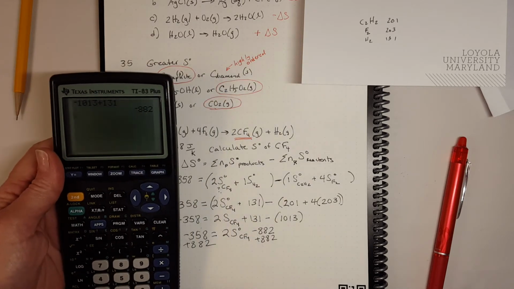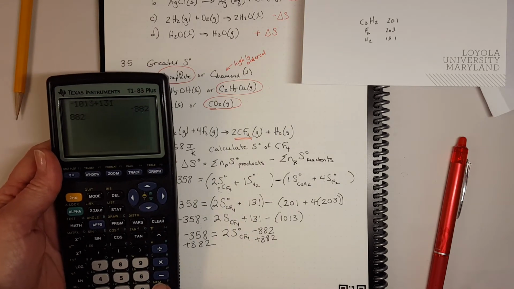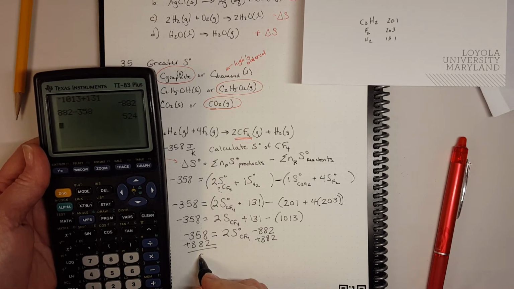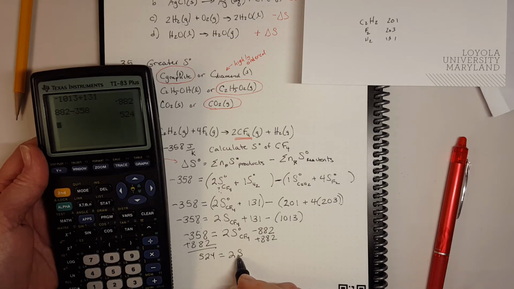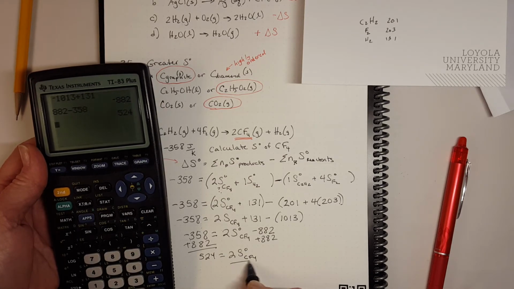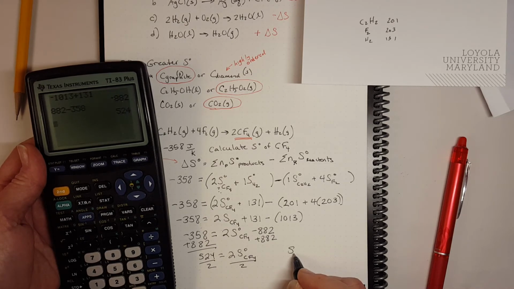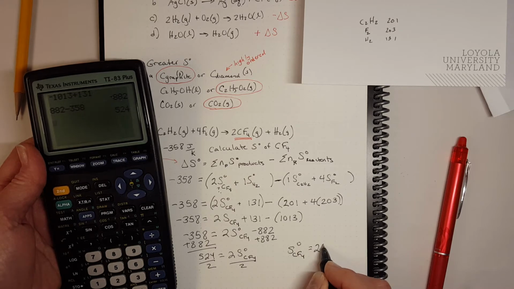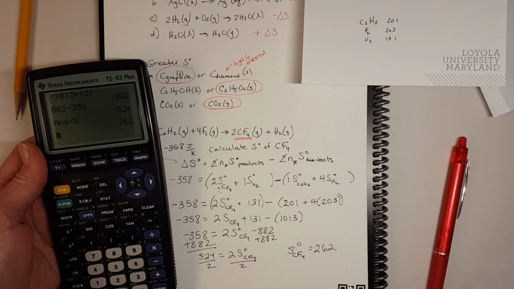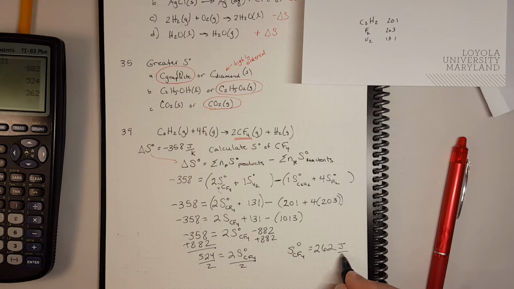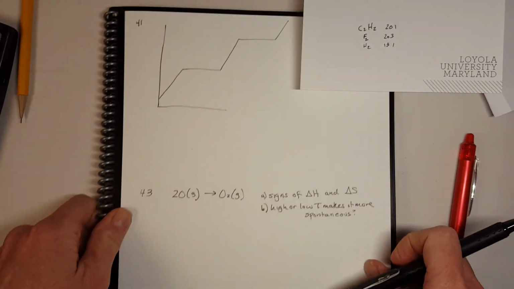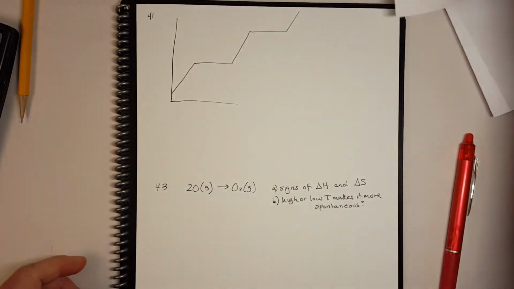And so 882 minus 358, or minus 358 plus 882 is 524, and that equals 2 times the standard entropy of CF4. And then we divide both sides by 2, and we get that the standard entropy of CF4 is equal to 262 joules per mole Kelvin. Okay, so that's number 39. Now we'll go to number, and by the way, all of these have been uploaded onto Classroom in a PDF.